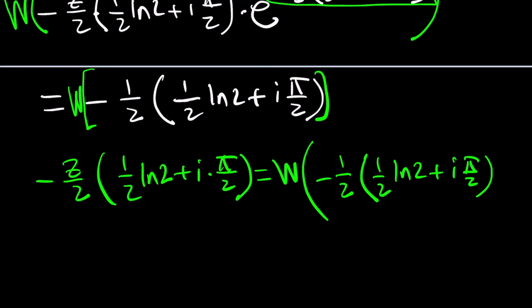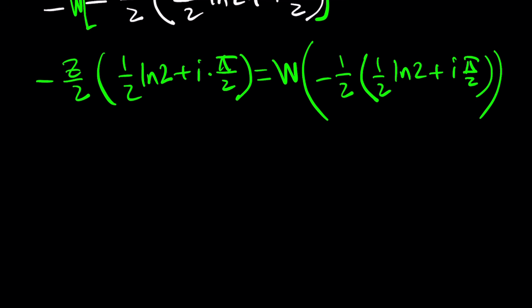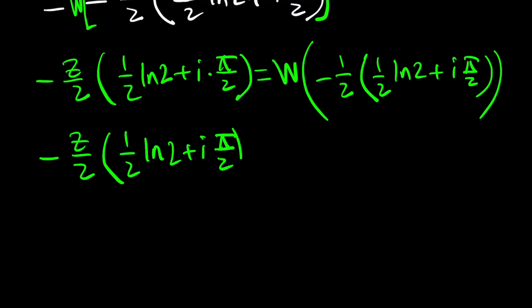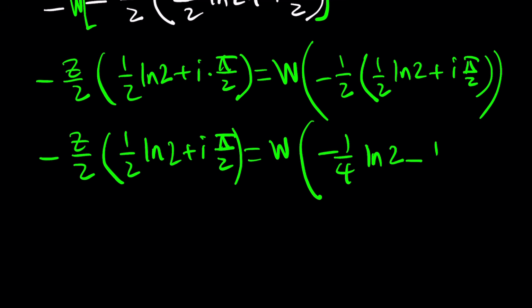Maybe we can go ahead and distribute the negative 1/2 so that it kind of looks a little bit better, right? Don't you think? 1/2 ln 2 plus i pi over 2. And on the right-hand side, I'm going to go ahead and distribute the negative 1/2. That's going to give me negative 1/4 ln 2 minus 1/4 i pi. Or you can write it as negative i pi over 4. Okay? Either way is fine.